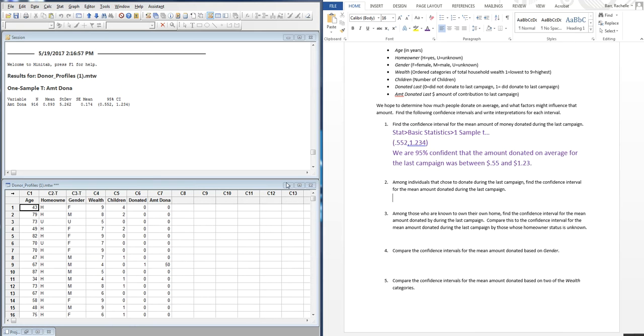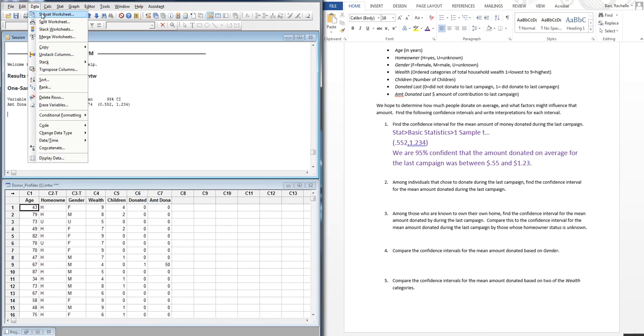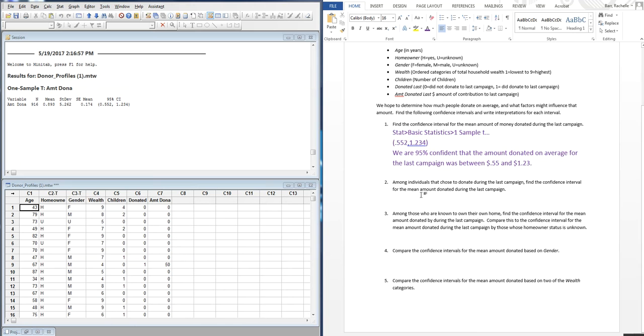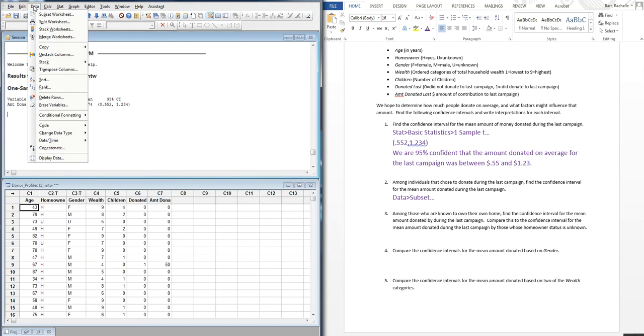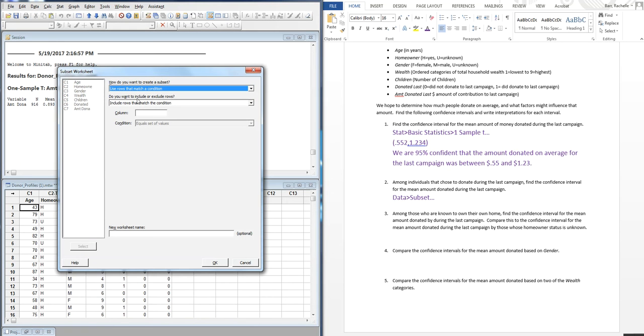So I'm going to go up to data, and then I'm going to subset my worksheet. Now, you could do this by doing split worksheet, split the donated off the non-donated, and that works just the same, but I'm going to choose subset this time because I really don't need both of them, I only really need one. So we're going to data, subset, and then we're going to make some selections. So data, subset worksheet. And now we're going to have to tell Minitab how I want to select these off.